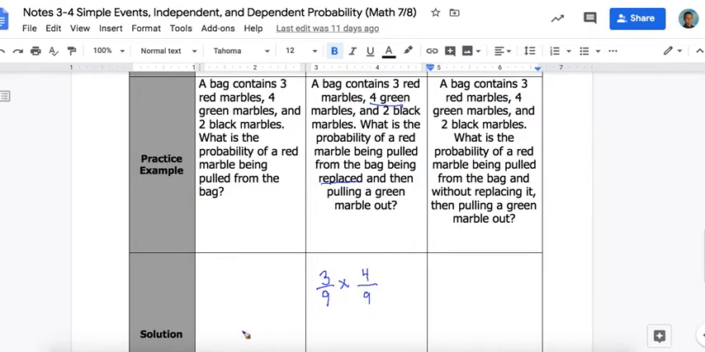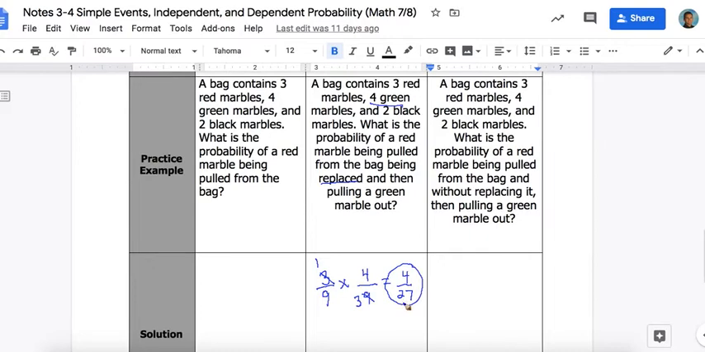Now, we are going to simplify before you multiply. So what we always try to do is cross simplify if we can. And I notice when I cross simplify, I'm looking diagonally. So I look at 3 and 9, and I notice that I can divide both those numbers by 3. So 3 divided by 3 is 1, and 9 divided by 3 is 3. Now I'm going to multiply my numerators and denominators. So 1 times 4 is 4, and 9 times 3 is 27.